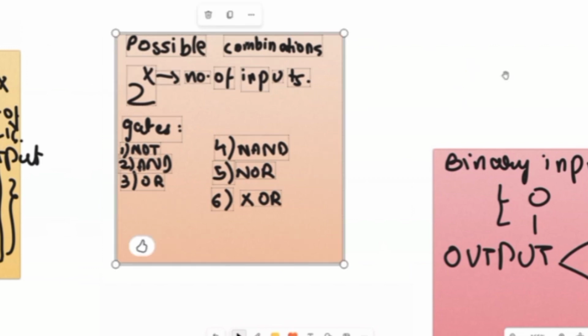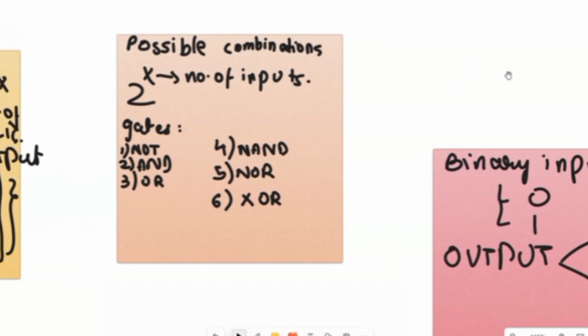So if it is 2 power 2, then the number of possible combinations would be 2 power 2, that is 4 possible combinations. If it is just one input that you're giving, for instance in the NOT gate, as I said, only one input can be taken in. The number of possible combinations of zeros and ones would be 2 power 1, so only two possible combinations of 0 and 1 can be taken. Whereas for all the other gates, if you're taking two inputs, 2 power 2, four possible combinations of 0 and 1 are possible.